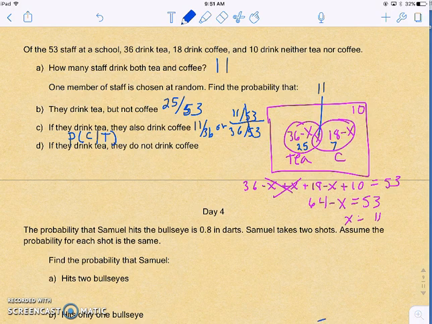If they drink tea, they do not drink coffee. So this is the probability of not coffee given that they drink tea. So out of those 36, there's 25 that don't drink coffee.